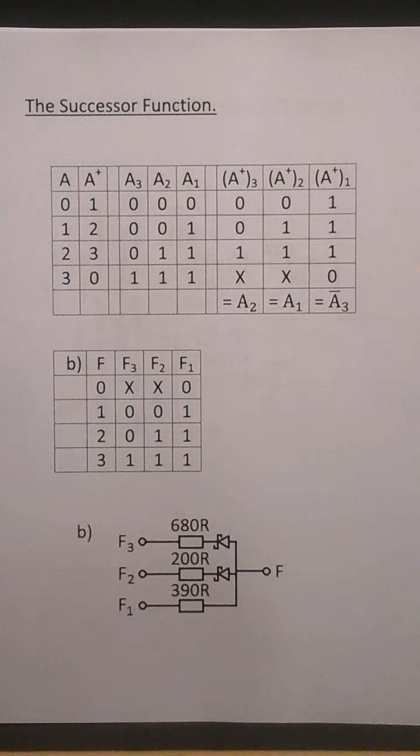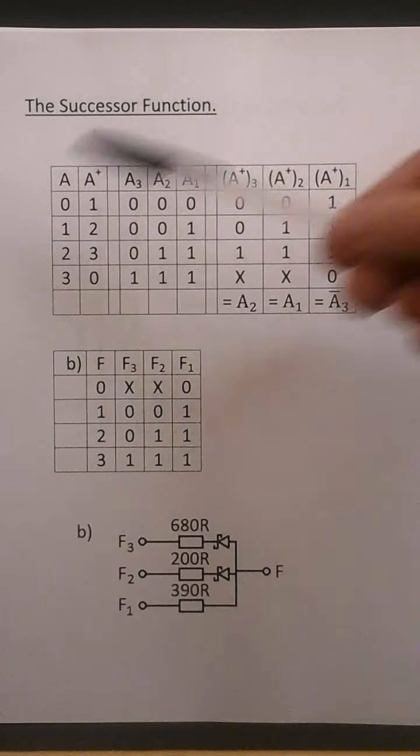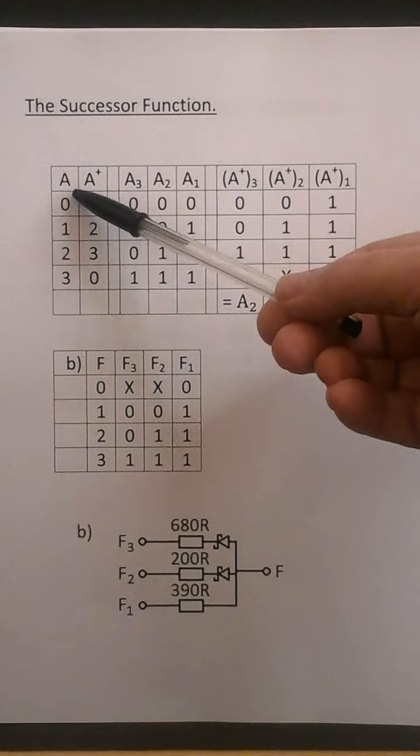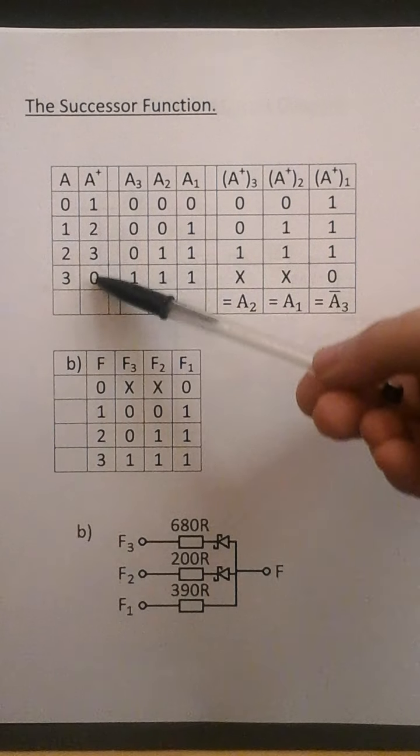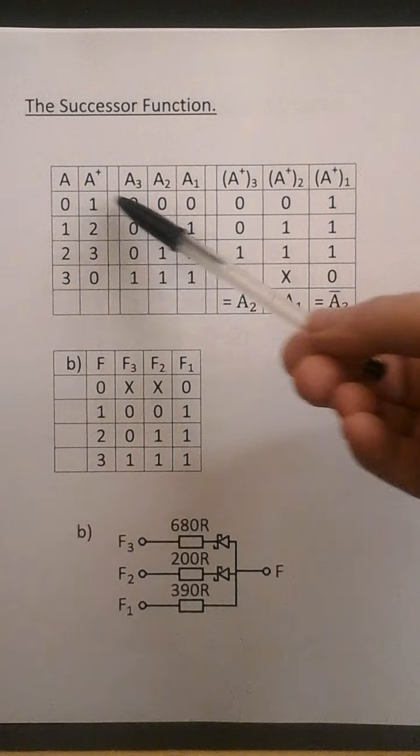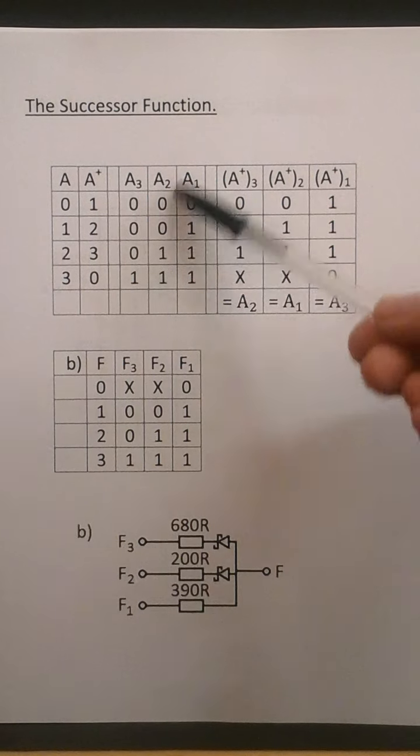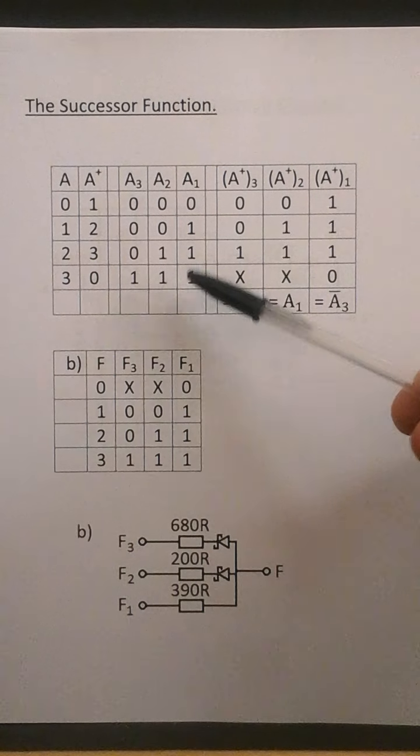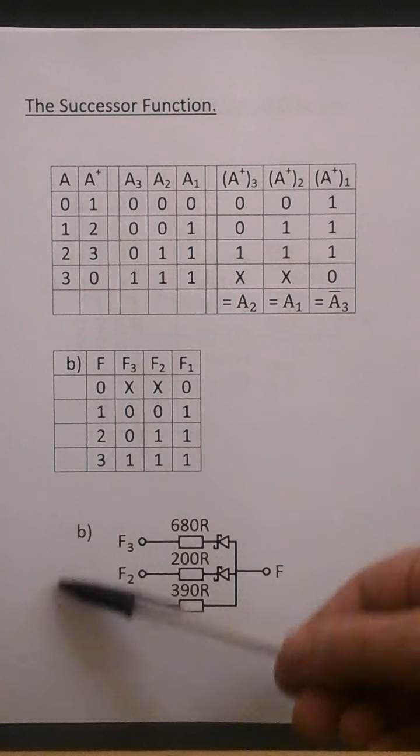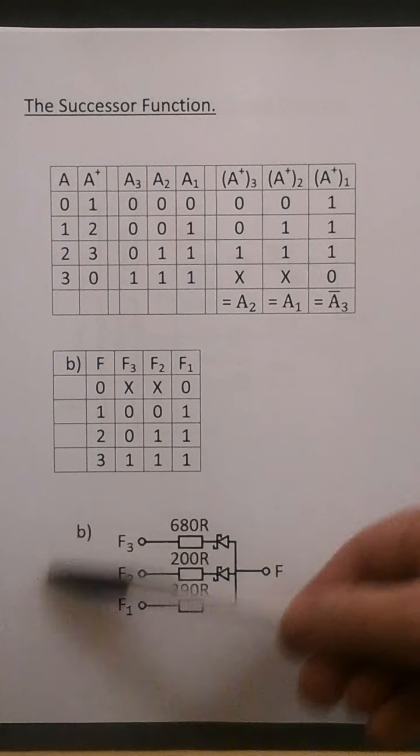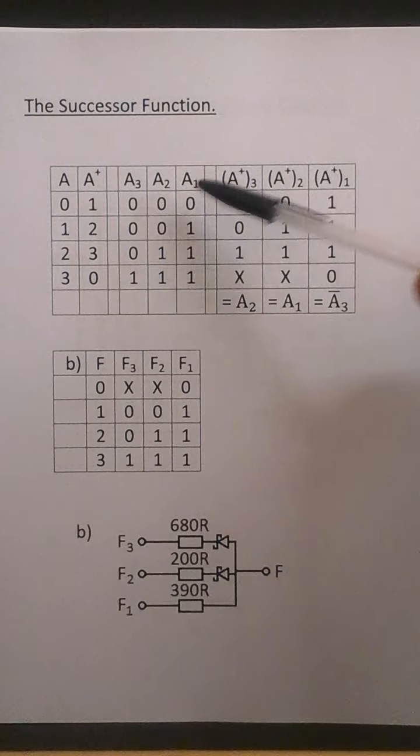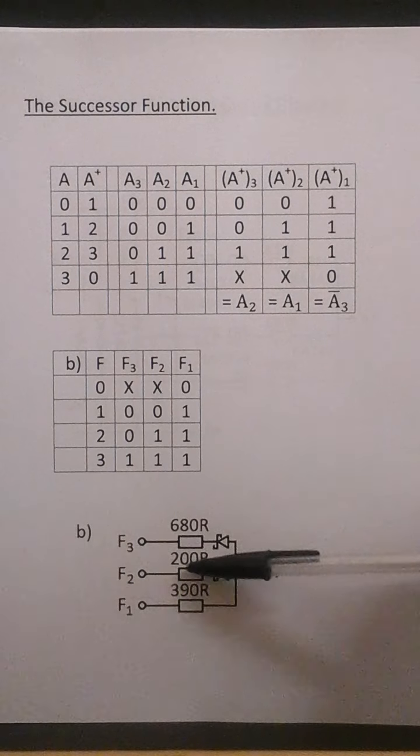So here we have a 4-valued function, the successor function. A plus, the successor function, is A plus 1 modulo 4. These are the codings for A, A1, A2 and A3 as described, and I'm using resistor network output B, output diode resistor network B, and this is the coding for this output here.